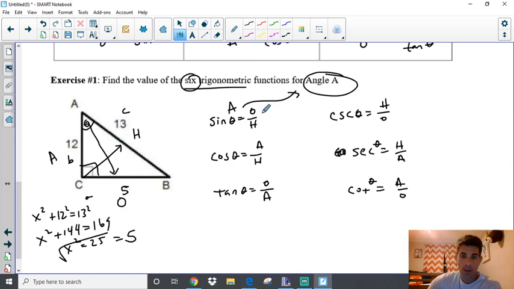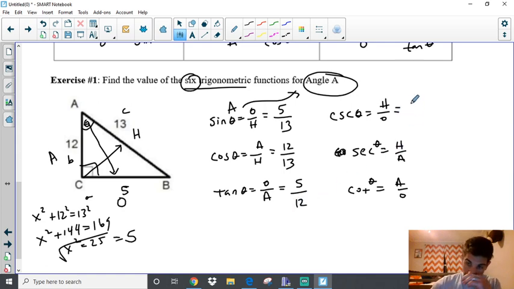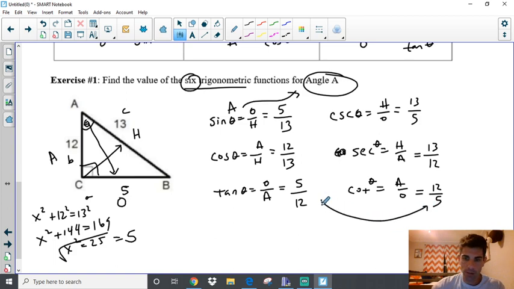So now I'm just going to go ahead and fill it in. The opposite side was 5, the hypotenuse was 13. That's why I labeled it. The adjacent side is 12, the hypotenuse is 13. The opposite side is 5, the adjacent side is 12. Don't even have to read. I could just go ahead and flip: 13 over 5, 13 over 12, and 12 over 5. Remember, I'm just taking the reciprocal of the functions I already found. And there you go. That's how you're going to do these questions.